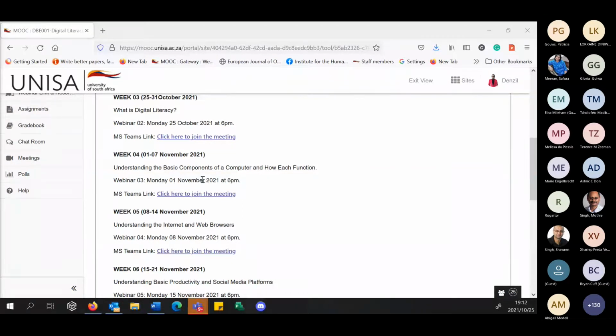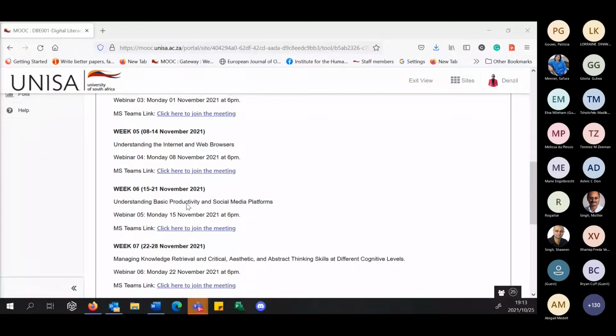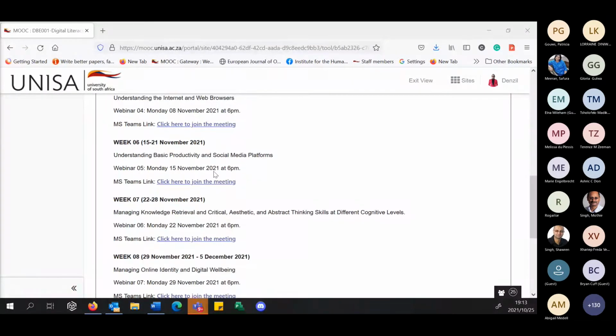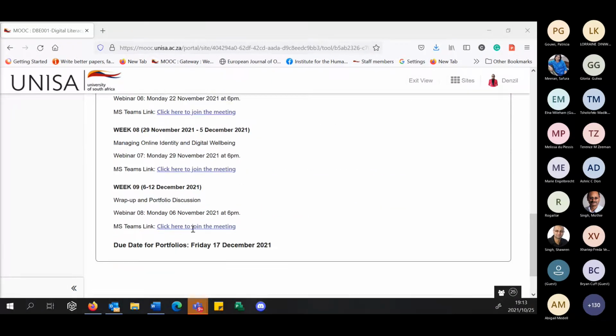This will change. We won't meet on Monday, we'll meet on Tuesday. Week 5, understand the internet and web browsers. Week 6, understand productivity. Week 7, knowledge retrieval. Week 8, managing online identity. Week 9 is wrap up and portfolio assessment. Then we have the due date for portfolios on Friday, 17th September, with a grace period until 23rd of December. So you've got about 5 or 6 days grace for those that are submitting late.